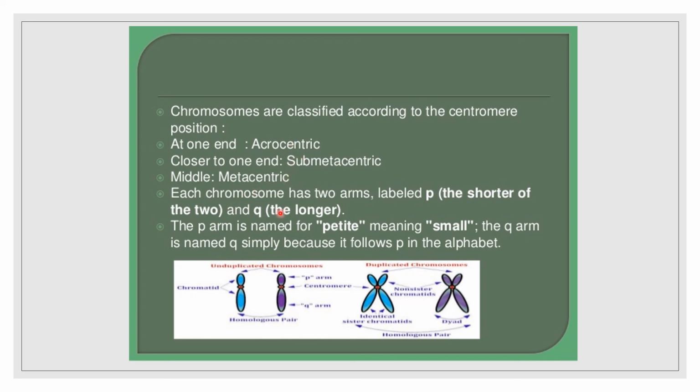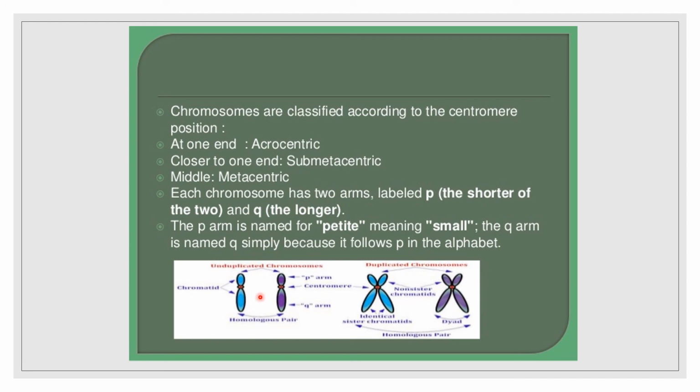Now, each chromosome, as already specified, is made up of two arms. One is the P arm, the other is the Q arm. P is the shorter arm; the name is for petite. Petite means small. And Q comes because P is followed by Q in the alphabet. So this is about the different types. This will be explained in the next lecture, the types of chromosome based on the centromere position.